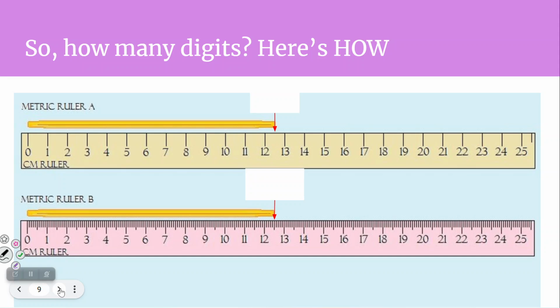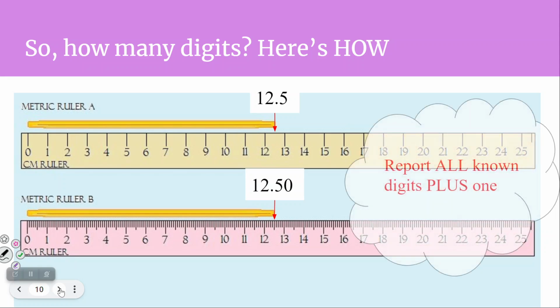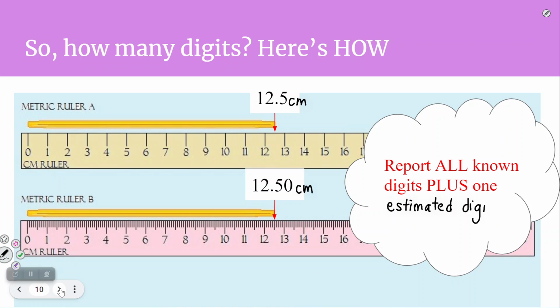Okay, so in the cloud, we're going to report all known digits plus one estimated digit. So we're going to go ahead and write that in the cloud. So in the cloud, you're going to say that when you're reporting measurements, now there should be centimeters right here. Okay. So you're going to write down that you're going to report all known digits plus one estimated digit. Always when you are reporting measurements from whatever measuring tool you're using.